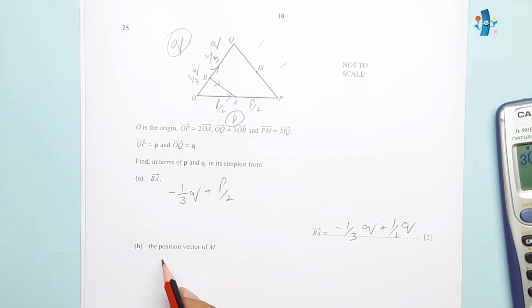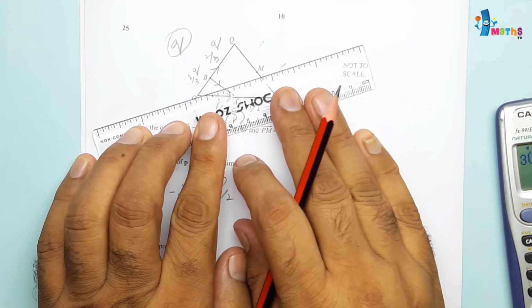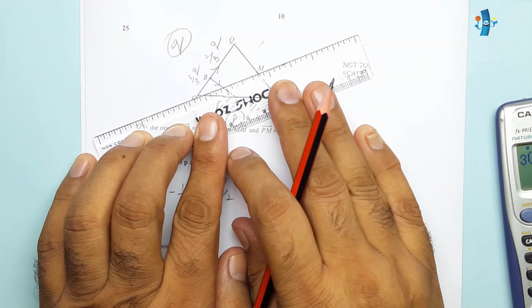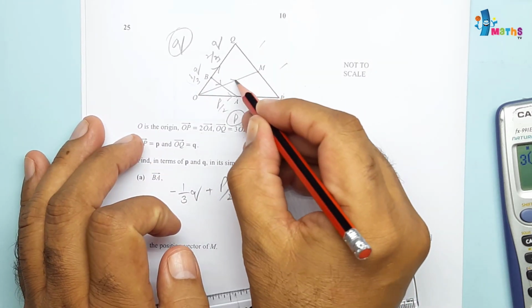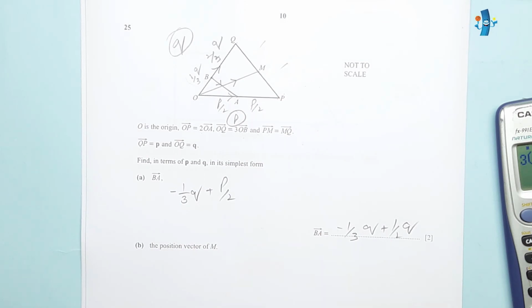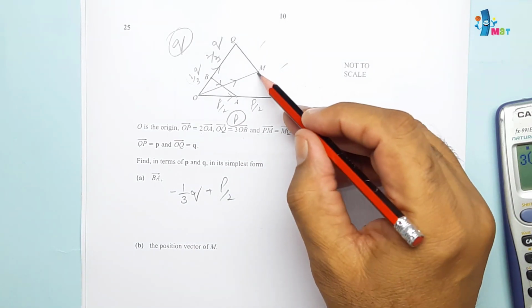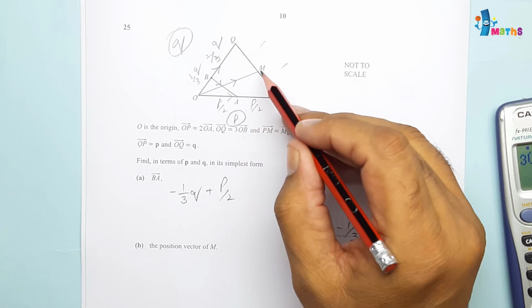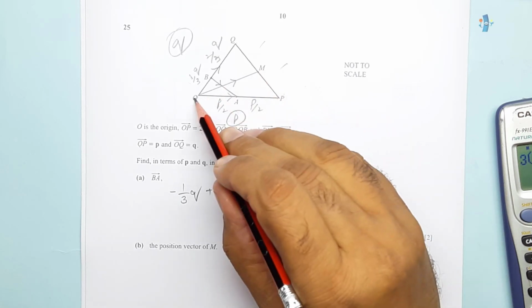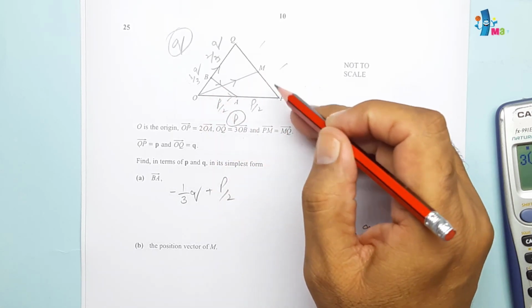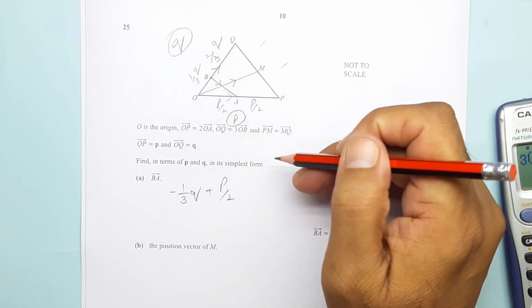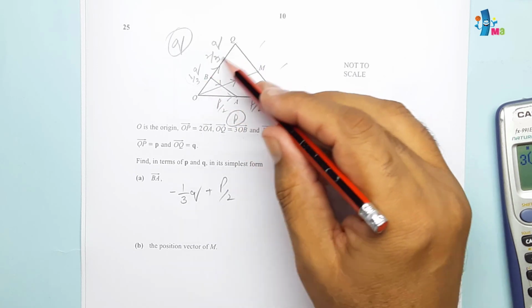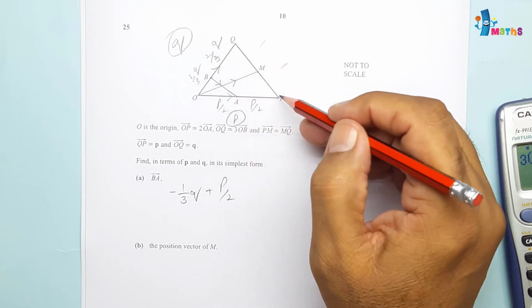And then part B, the position vector of M. For the position vector of M, we'll have to join this M with O. But before the position vector of M, we don't have this one. So the position vector OM will be equal to OP plus PM. First we have to find PM. We can take this route or we can take this route. Whichever route we take, we require PQ.